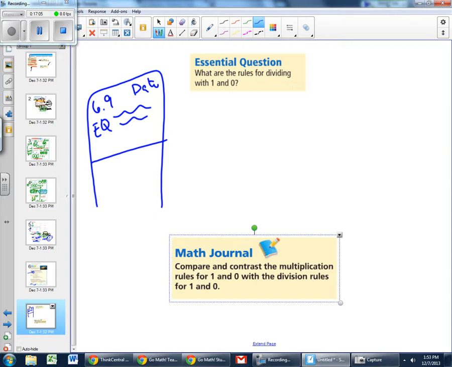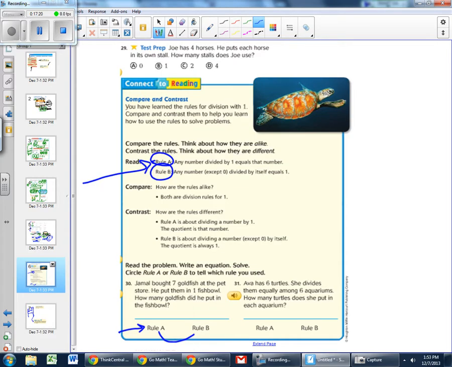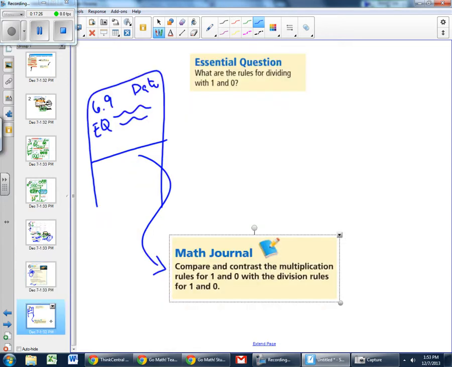Then you're drawing a line across, and you're going to copy your journal entry, which is very, very similar. Compare and contrast the multiplication rules for 1 and 0 with the division rules for 1 and 0. Again, go back to the page before. It's asking you to compare and contrast these. Here's your answers right here. Because all you have to do is put them in your own words and fill in the rest of this. Don't forget to write your prompt on the page.